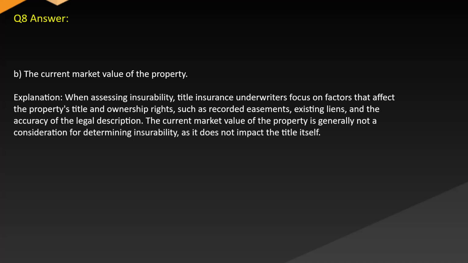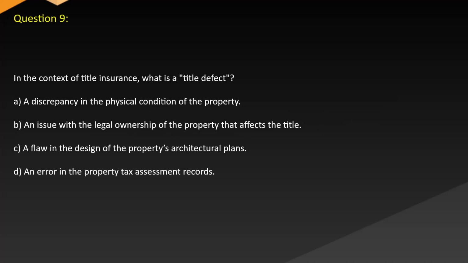Answer: B. The current market value of the property. Explanation: when assessing insurability, title insurance underwriters focus on factors that affect the property's title and ownership rights, such as recorded easements, existing liens, and the accuracy of the legal description. The current market value of the property is generally not a consideration for determining insurability, as it does not impact the title itself.